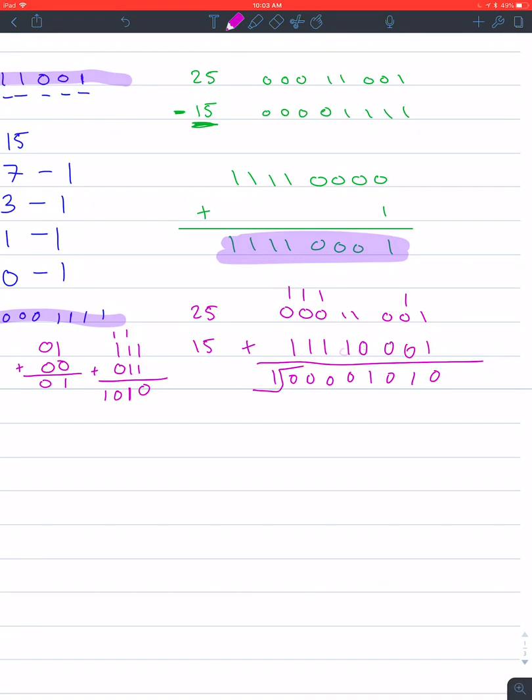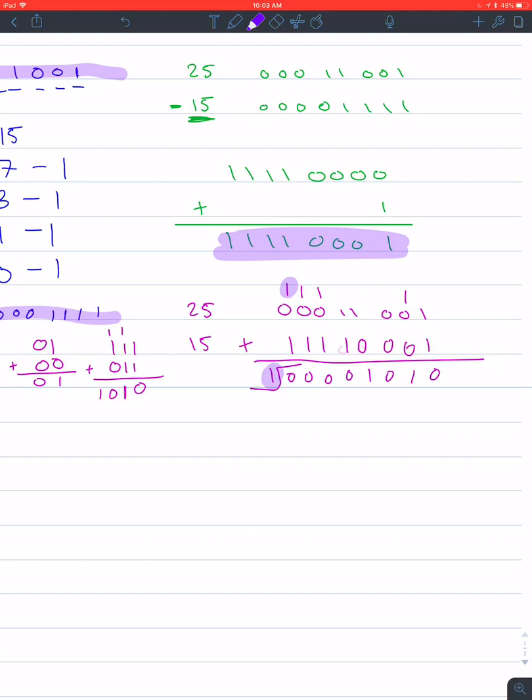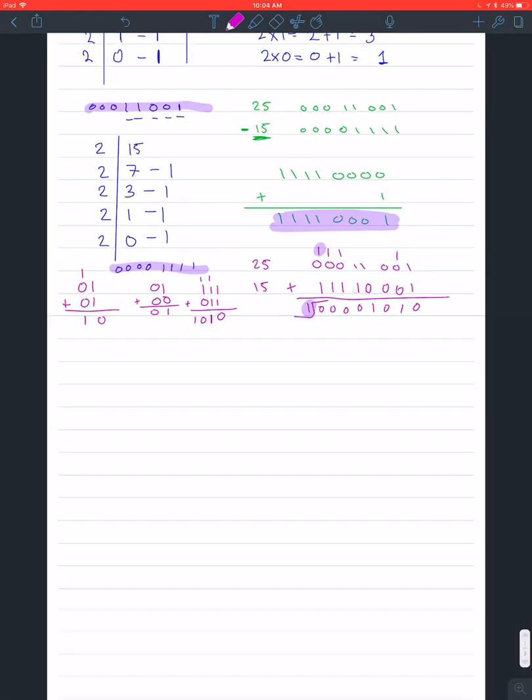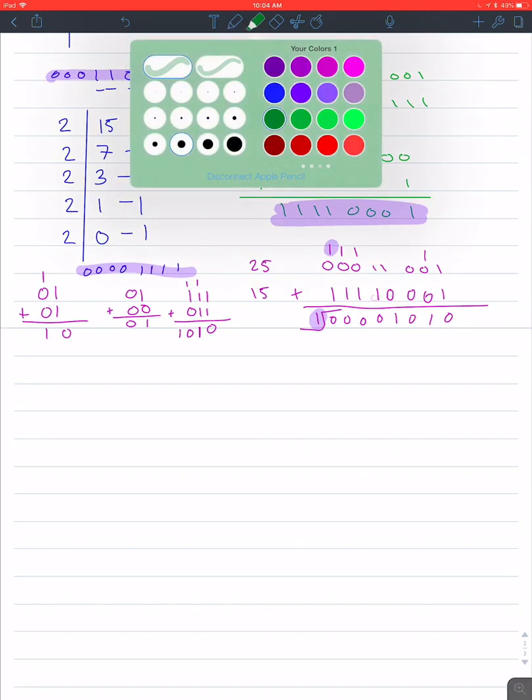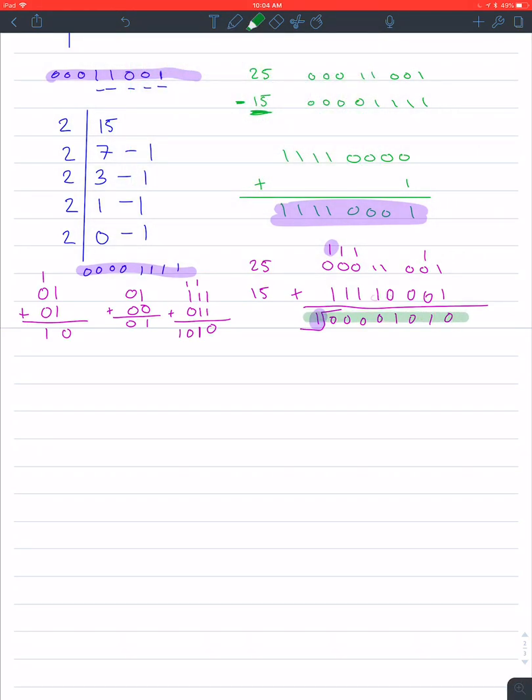So now to know if there's overflow or not, you look at the last digits. So this here and this here, they're the same thing, so there's no overflow. If this up here was a 0, which it's not, then there would be overflow, but because they're matching, there's no overflow. And yeah, that's your answer right here. That's the answer to this question.